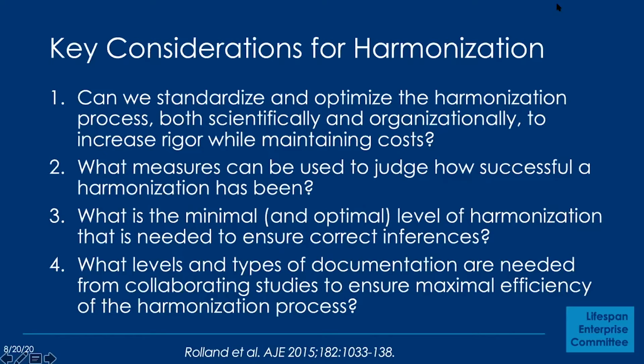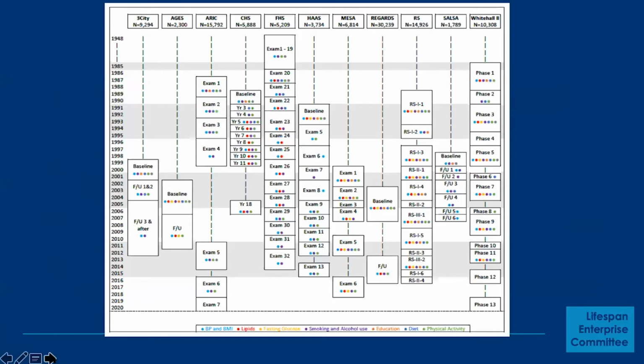What's the minimal and optimal level of harmonization that's needed to ensure correct inferences? And also, what levels and types of documentation are needed from collaborating studies to ensure maximum efficiency of the harmonization process? So obviously you can get all the protocols, you can get their data dictionaries, and then begins the work of actually harmonizing.